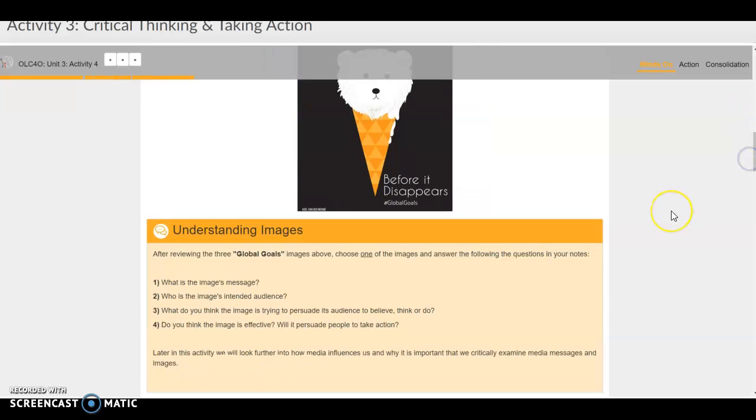What we're doing here is we're just trying to get a sense for how images can influence us and how images can present messages to us. Later in this activity, we're going to look further at how media, specifically media images, can persuade us and influence us. And hopefully we'll think more about how it is necessary to look more critically and in more depth at the media images that we see on a regular basis. So with that said, that's our warm-up activity.